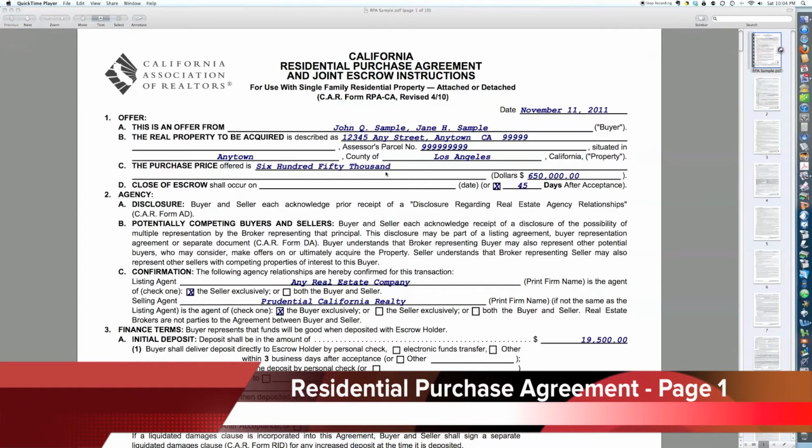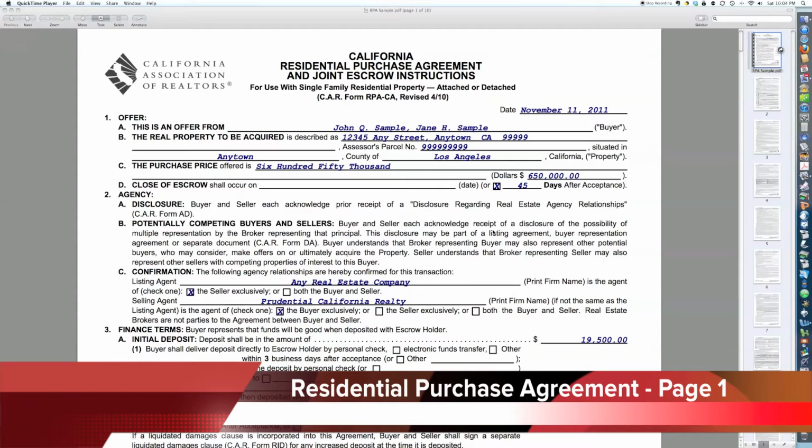Paragraph 2A begins with a disclosure that both the buyer and the seller acknowledge that they've received a form called Disclosure Regarding Real Estate Agency Relationships. This document, which we often just refer to as an agency disclosure form, should be one of the first forms that you are handed by a real estate agent once you get to know them, beyond just a casual hello. It discloses important information about how agents work on a transaction and what their responsibilities are.